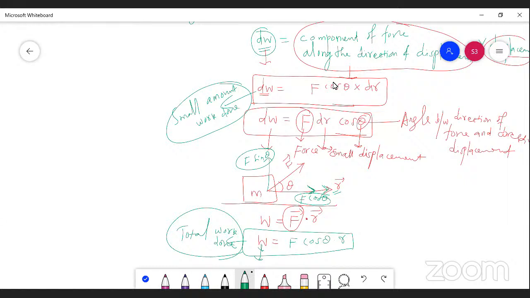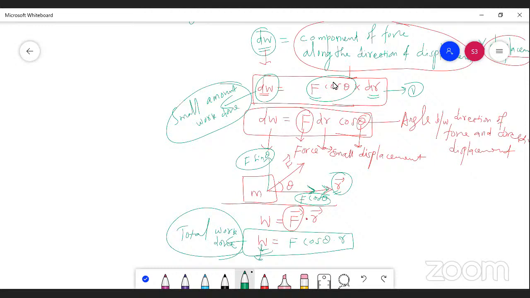You see the two equations, in both cases the magnitude of force acting on your body remains constant. But in the first equation, due to the application of force, the body displaces with a small displacement dr. Then the small amount of work done by a constant force acting on your body is F cos theta into dr. But in the second case, the constant force acting on your body displaces it through displacement R, then the total amount of work done by the force is W is equal to F cos theta into R.